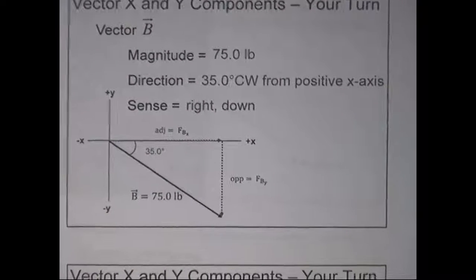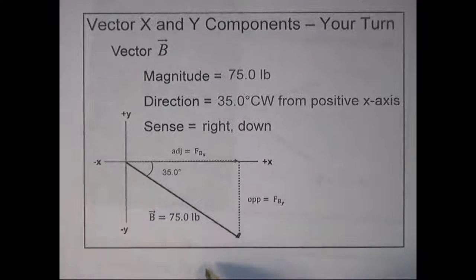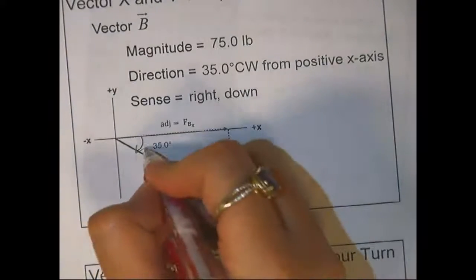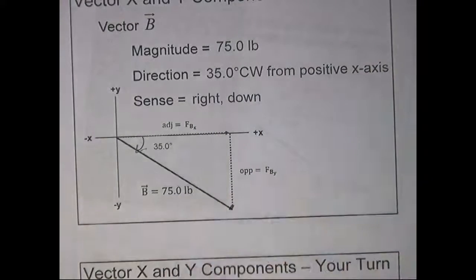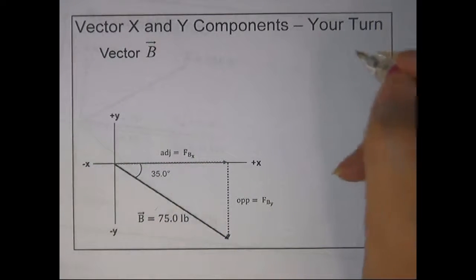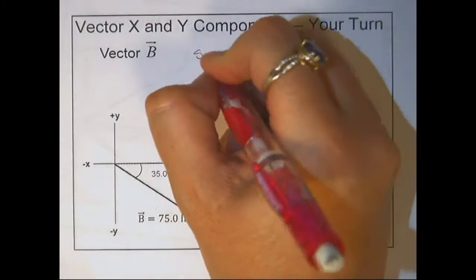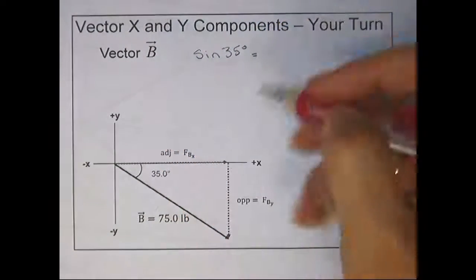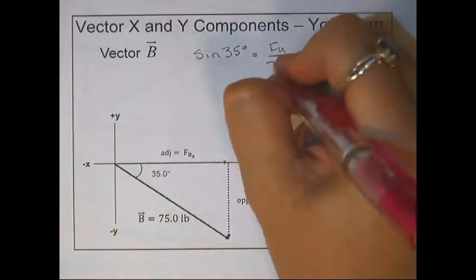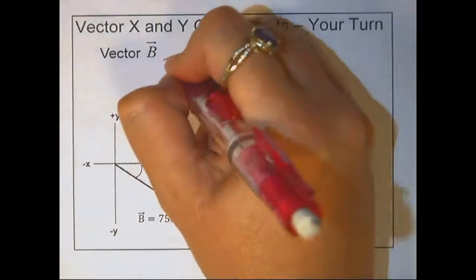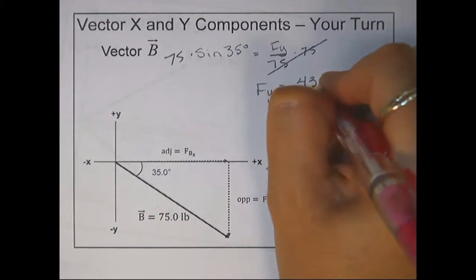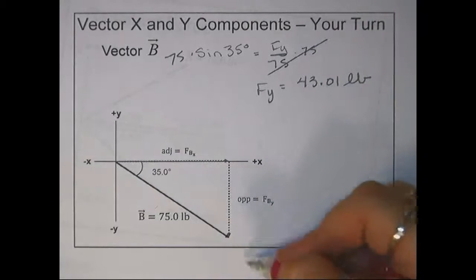Here's our next problem, and I want you to practice this one. Again, here's my vector. It's 75 pounds magnitude, 35 degrees clockwise this time, going down, and the sense is right and down. And we're once again going to find the x and y components. So I'm going to do this a little quicker than we did last time. I'm still going to use sine 35 equals opposite over hypotenuse. Opposite is Fy and hypotenuse is 75. Multiply both sides times 75. Plug that in my calculator. Fy equals 43.01 pounds. But this time it's going down.